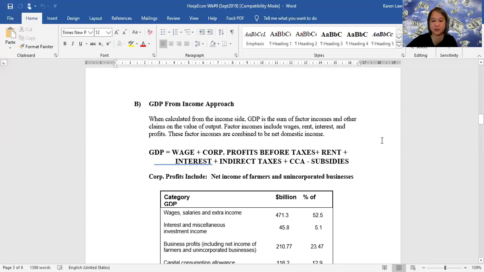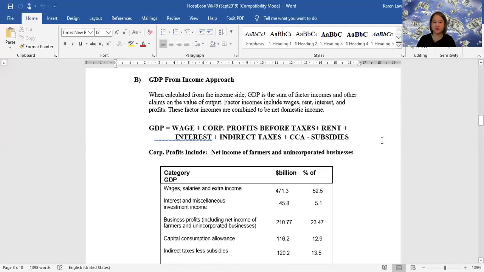So how do we calculate GDP from the income side? What we have here is we calculate all the income acquired by Canadians domestically and abroad, and we add these up. So income would be in the form of wages, corporate profits before taxes, rent, interest, indirect taxes. So indirect taxes are excise taxes. So whenever you go out and you buy something, you have GST and PST. Those would be your indirect taxes.